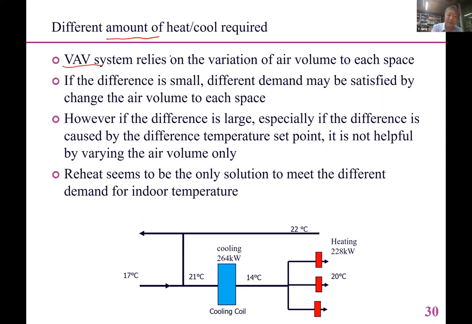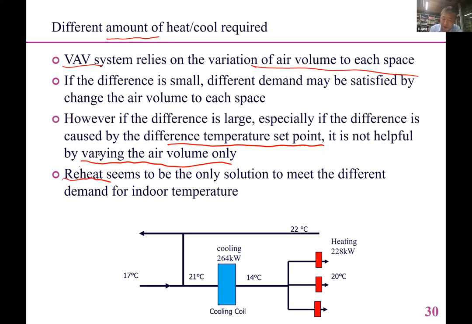For a VAV system, they can change the air volume to each space. They say, I can do the adjustment. For a small range, yes, you can. But for a large range, they can hardly meet all the demand, especially when everyone has a different temperature set point. It is very hard to meet each demand only by varying the air volume. Then what happens? They have to use reheat.